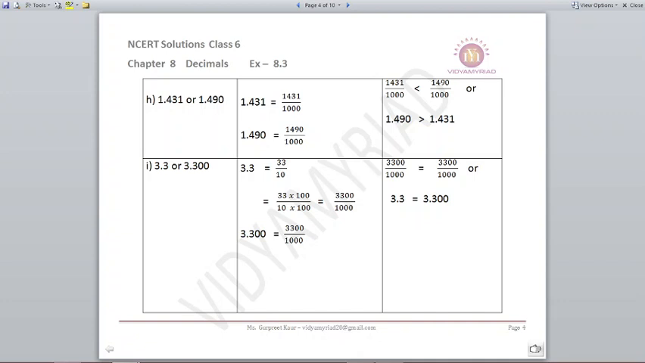I part, 3.3 or 3.300. 3.3 means 33 upon 10. Okay, 3.300 means 3300 upon 1000. So let us make it 1000 in the first one. It becomes again 3300 upon 1000. Both the numbers are same, so we will put the equal to sign in between.